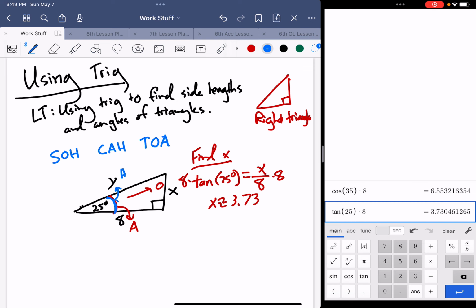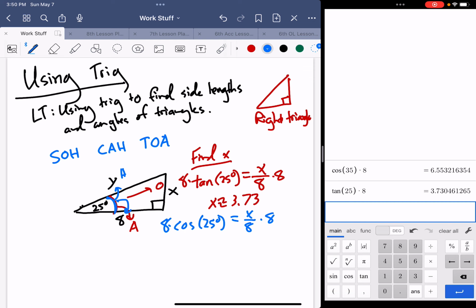Now, going to the next one, y. If I look at y, I have the hypotenuse and the adjacent. So I'm going to go back to cosine. Cosine of 25 degrees has to equal x over 8, times both sides by 8. So 8 cosine of 25. Our hypotenuse has to equal, uh-oh, that doesn't make sense. What's going on here? Oops. Oh, no.